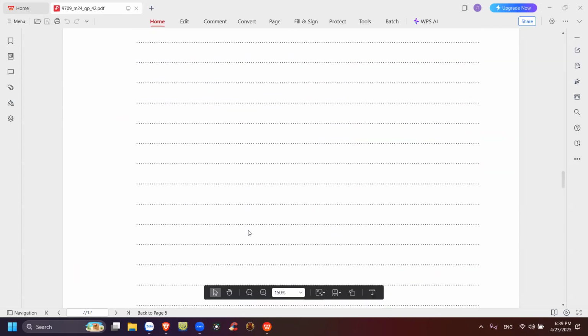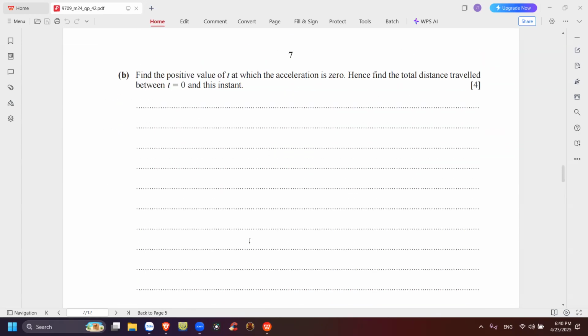Okay, for question B, let's see. They say find the positive value of t at which the acceleration is zero. Tìm cái giá trị t dương mà trong đó cái gia tốc nó bằng không. Well, you know what to do. Just differentiate v, you get a, and put it equal to zero, right? Yeah. You will find the positive value of t.